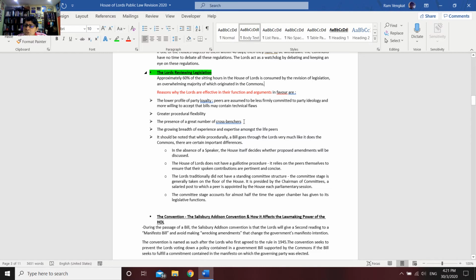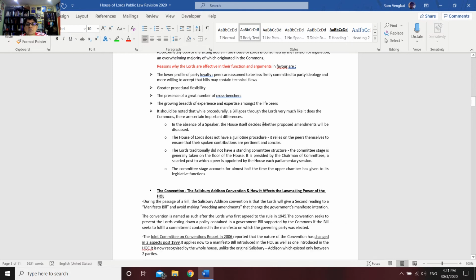There are more crossbenchers. Crossbenchers are people who are not affiliated to any particular political party, which means that the political whip system, the dominance of a party system, is much lesser in the House of Lords, which means they are a lot more neutral. They are also much more experienced in different aspects. So there is a breadth of experience and expertise amongst the life peers.